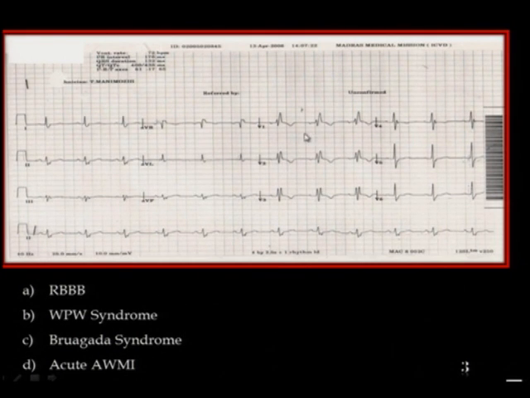Brugada syndrome: here you have an ST segment coving which does not come and touch the baseline. What is seen here is that the J point is not elevated. In Brugada, the J point is elevated with a coving pattern. So there are chances that you may get confused with Brugada versus a right bundle branch block pattern.